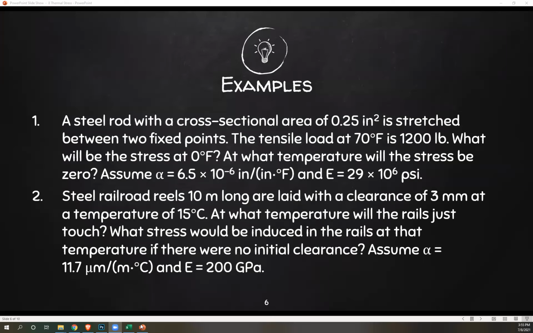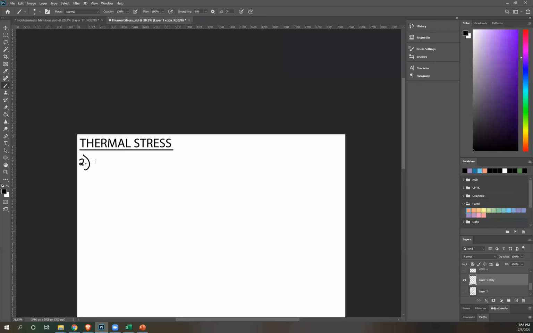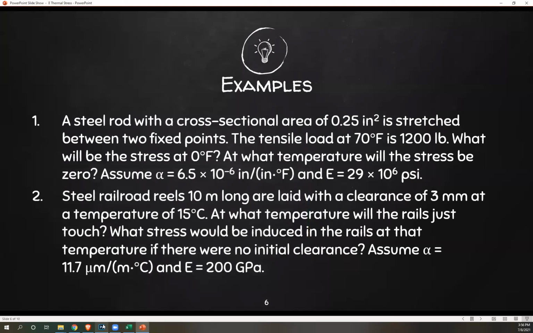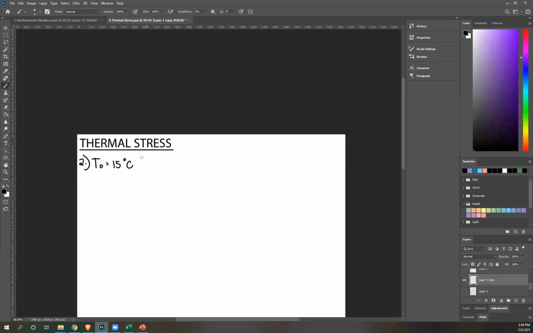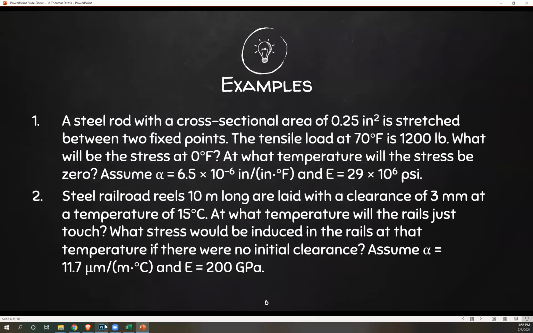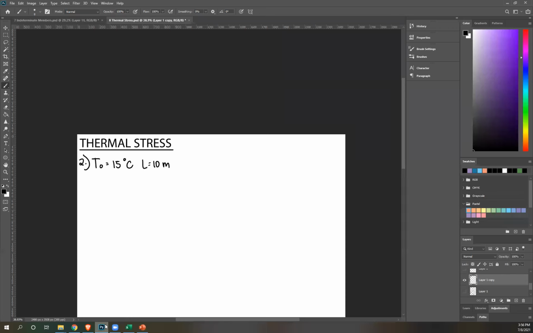So basically, you have a system of railroad rails and a spacing. First of all, we're looking for the temperature so that that gap closes, meaning your rails touch. Okay, so that's our first goal. So let's write out our given first. Initial temp 15. What else? Original length is 10 meters. And then alpha 11.7.